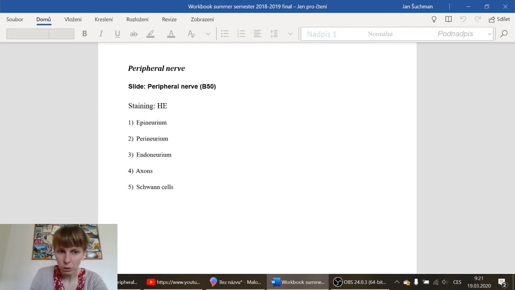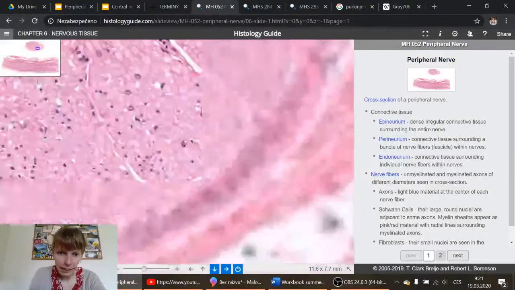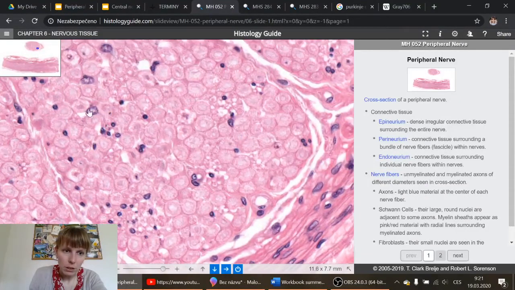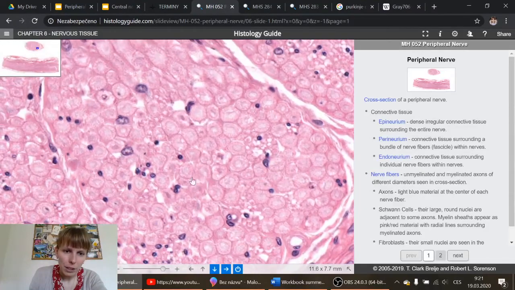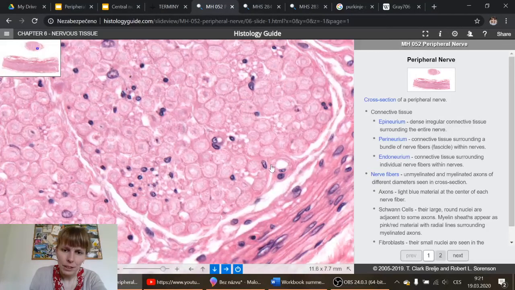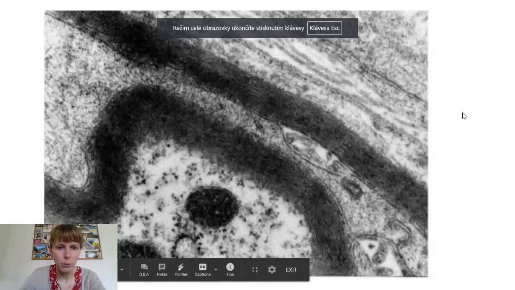It's not very complicated. Axons are basically everything that's filling the thing, and Schwann cells. Schwann cells, once again, are the cells that are wrapping around the axons. So these bigger nuclei will be the nuclei of Schwann cells that are on the section. A capillary here. So perfect. Peripheral nerve is really straightforward, I think.